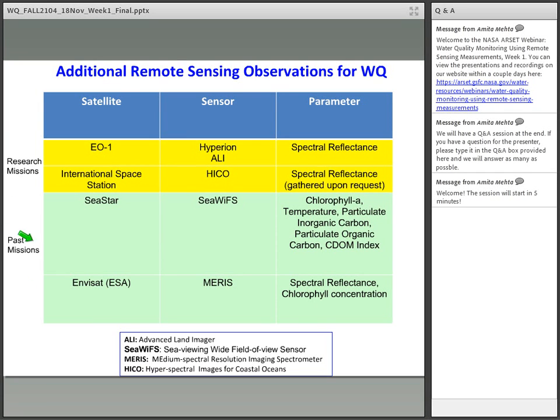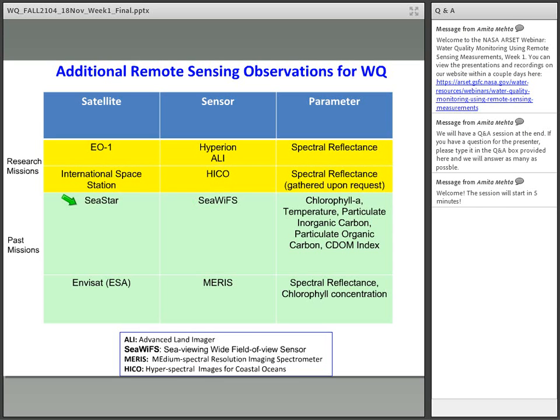There are recent past missions that we mentioned here, the satellites SeaStar and Envisat from the European Space Agency. So SeaStar had SeaWiFS, which was the Sea-viewing Wide Field-of-view Sensor. This was designed to observe ocean color, so biogeochemical productivity in oceans: chlorophyll, temperature, inorganic carbon and organic carbon, and dissolved matter, all was observed through SeaWiFS. This ended in 2010, but it is recent past.